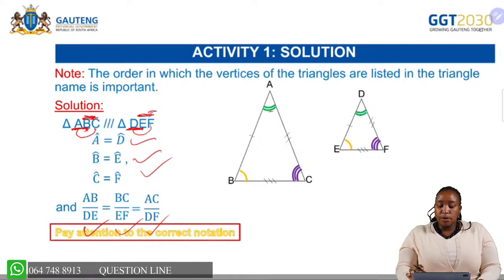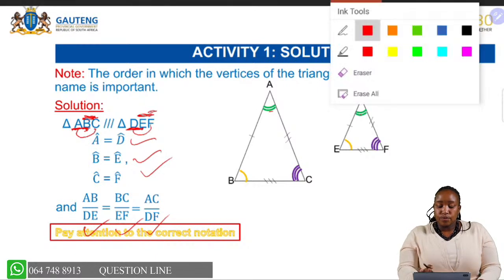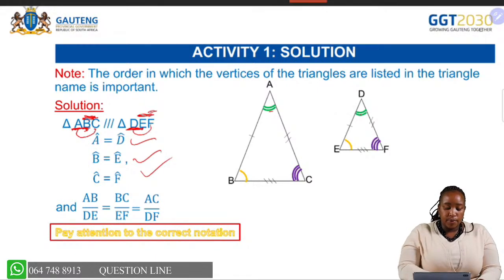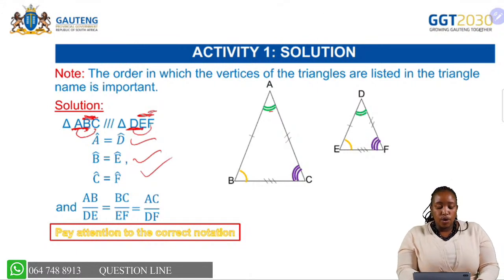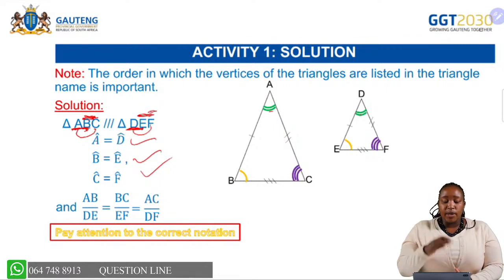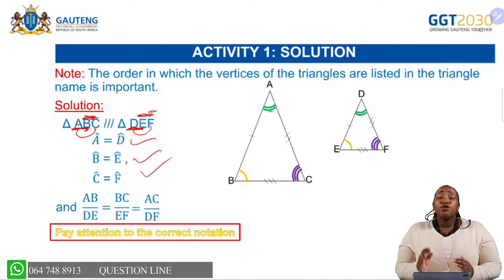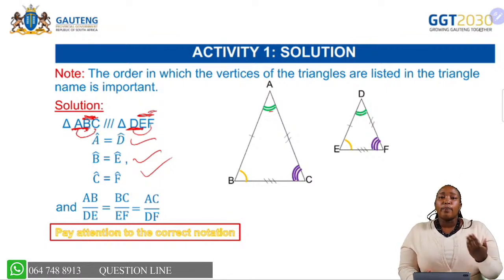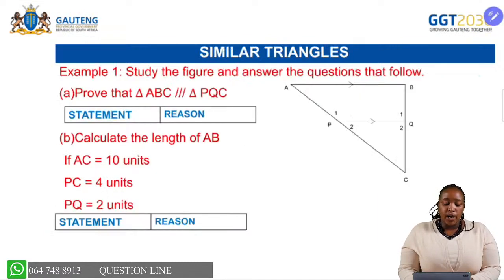For this, just remember to pay attention to your notation, all right? This is very important. Even if you are asked to just prove that the triangles are similar, make sure after you've done your statement and your reason, you go back and check which angles you said are equal. If you said angle A is equal to angle D, that means you need to rename your triangles to start with A and D, so that you know you are matching the corresponding angles. Very, very important.